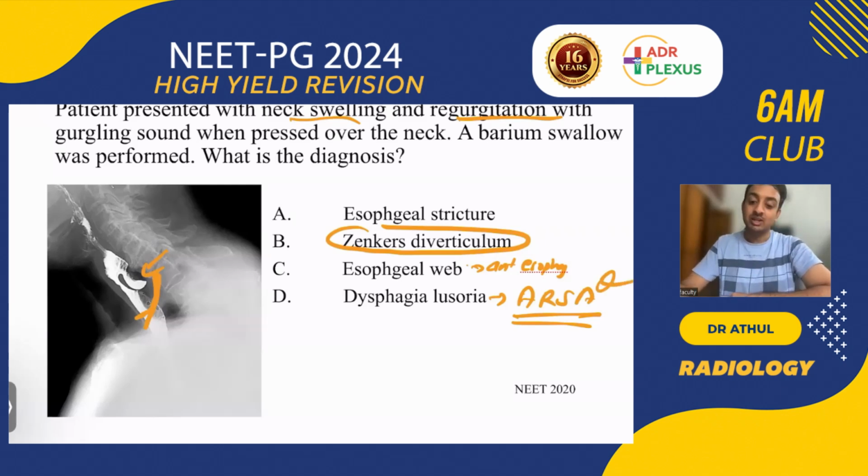This time they gave a CT angiogram image. Actually, it is not that easy to find out, but understand that when an aberrant right subclavian artery compresses the esophagus, it can cause dysphagia lusoria.